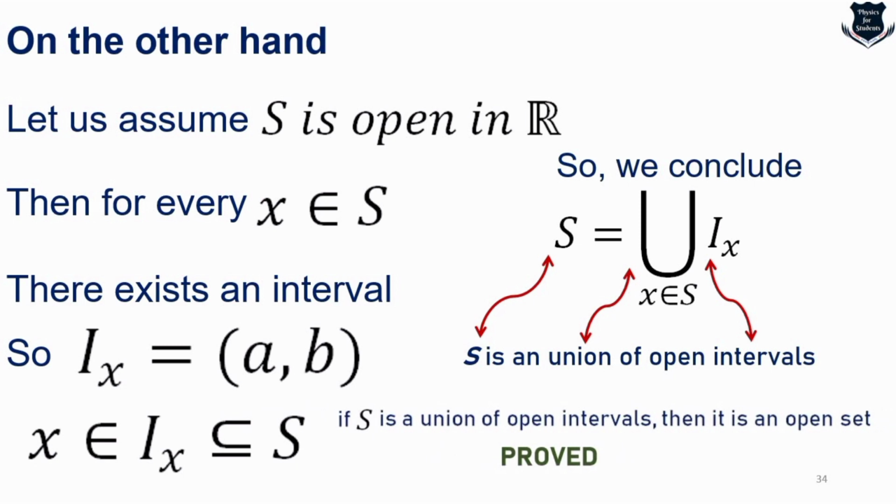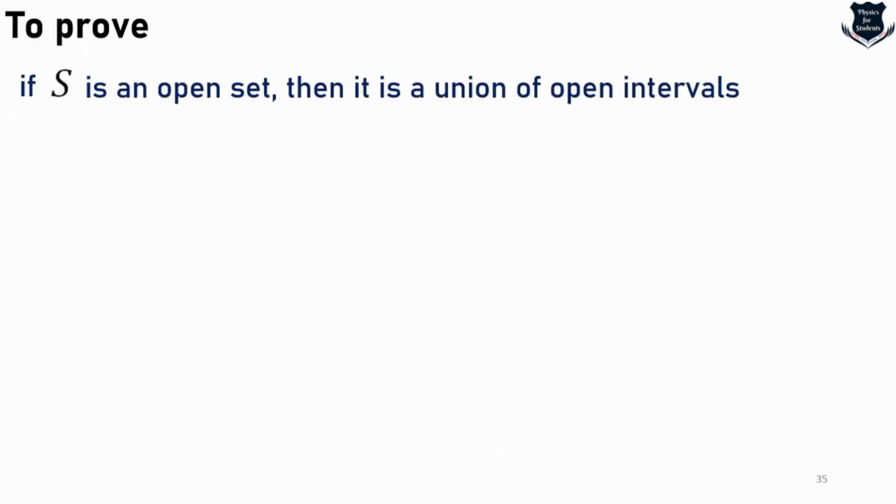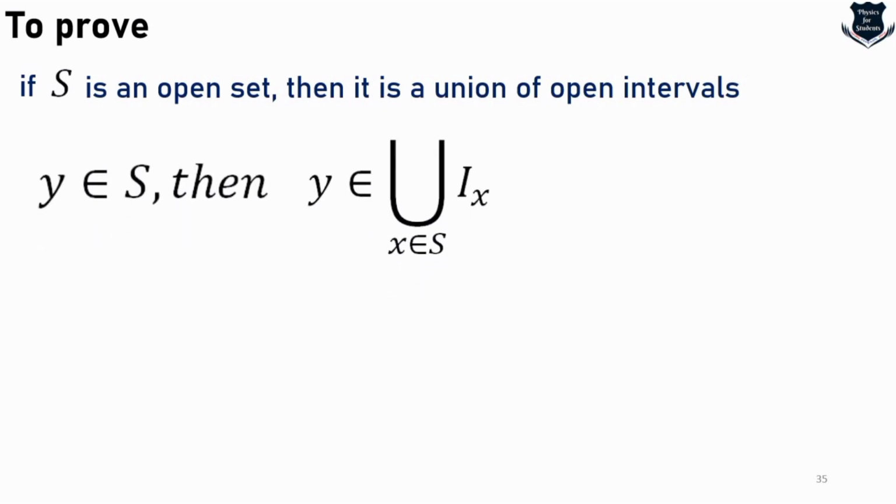Okay, so if S is a union of open intervals, then obviously it is an open set. So the first part is now proved. The second part is, if S is an open set, then it is a union of open intervals. So now what we are going to show is that we take Y as an element of S. First of all, we are required to show that these two sets are equal.